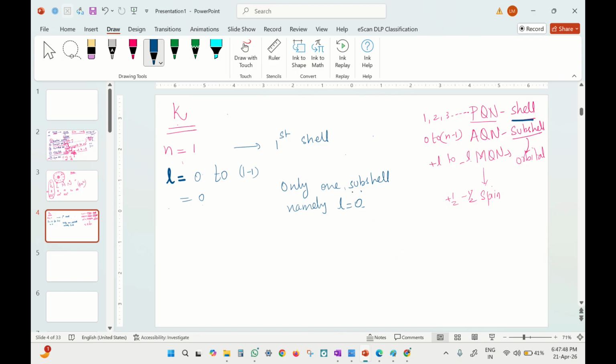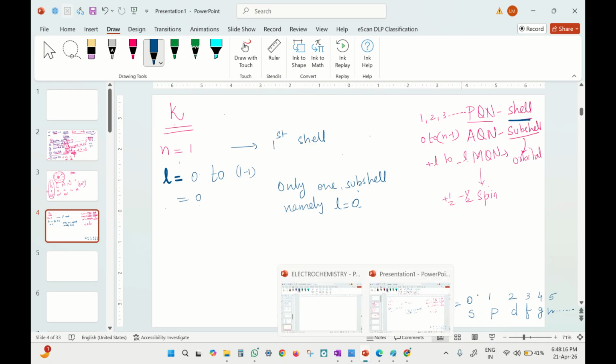Now these subshells also have names. If l is equal to 0, then you call it the s subshell. If l is 1, we call it the p subshell. l is 2, we call it d subshell. l is 3, we call it f. l is 4, we call it g, then h, and so on: s, p, d, f, g, h. When you again come to the chance of using s, you skip it and give the next alphabet.